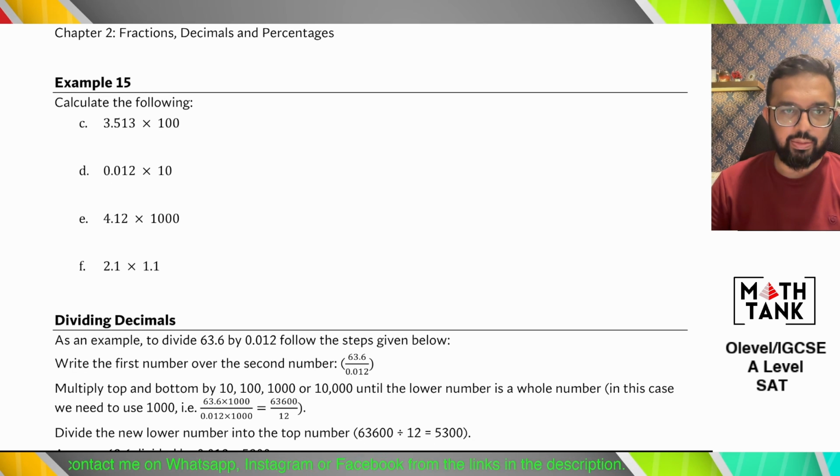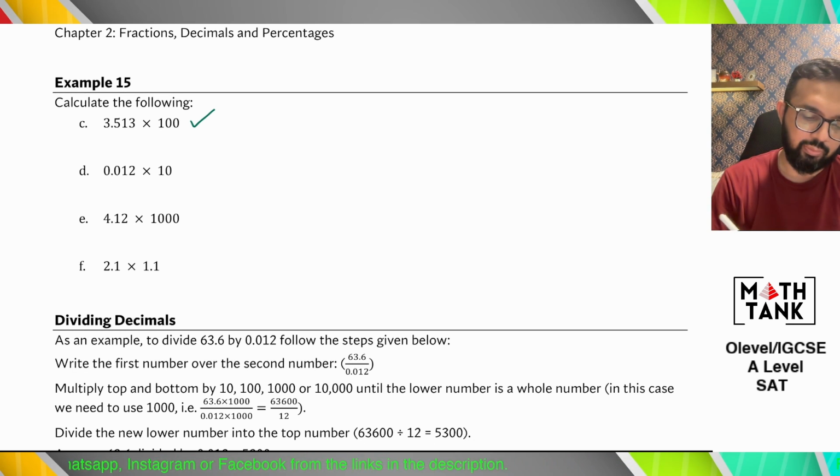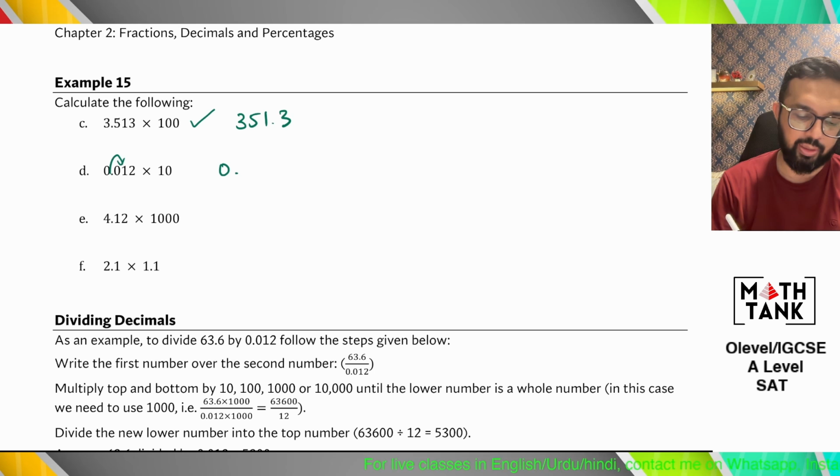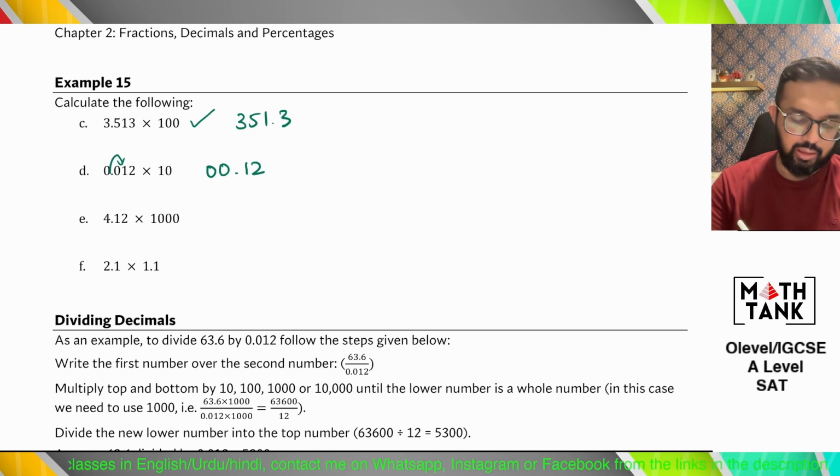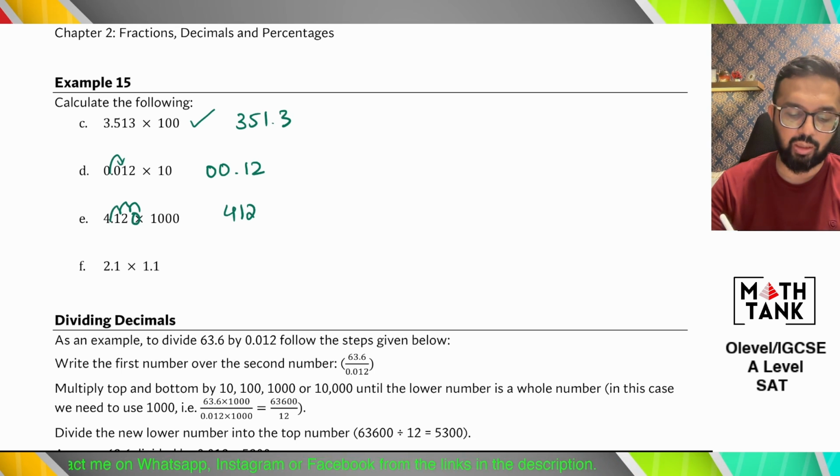Let's talk about these. So this is simple. Moving the decimal place forward, it's going to be 351.3. Then just one decimal place forward, so 0.12. Then there's three decimal places, so I'll need another zero here. I'm going to write 4120.